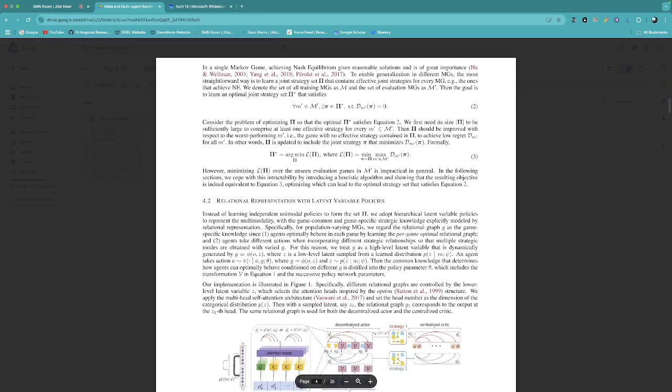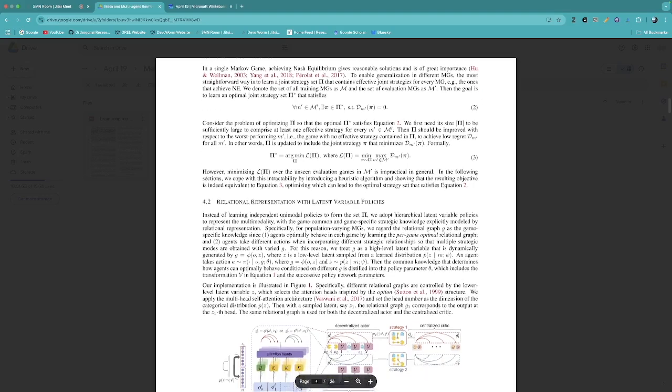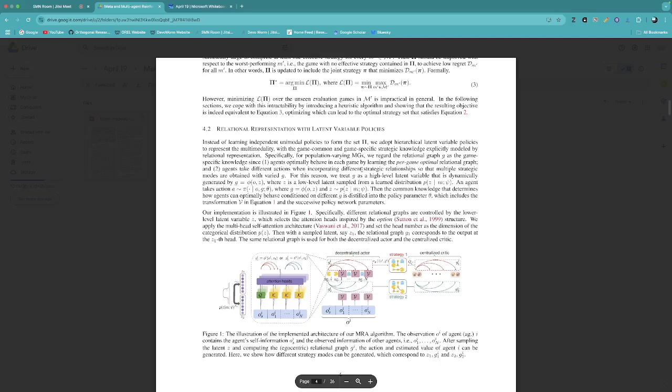Okay, so in a single Markov game, achieving Nash equilibrium gives reasonable solutions and is of great importance. To enable generalization in different Markov games, the most straightforward way is to learn a joint strategy set that contains effective joint strategies for each Markov game. We denote the set of all training Markov games as M, and the set of evaluation Markov games as M prime. Then the goal is to learn an optimal joint strategy that satisfies certain constraints. And they have the relational representations.